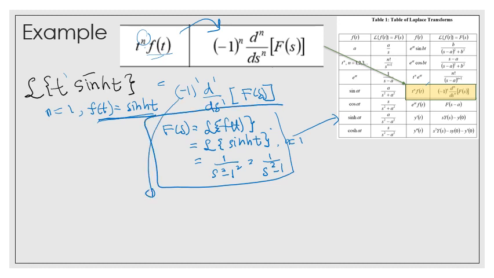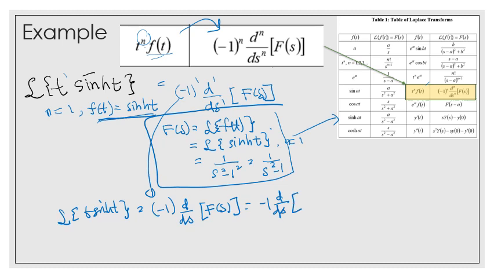Okay, so the formula is, I copy that one back, Laplace of t f(t) is actually equal to negative 1 d over ds F(s), which in our case, in this example, is negative 1 d over ds of 1 over s squared minus 1. Okay, so what does it mean by d over ds? It means that we need to differentiate the function here with respect to s.